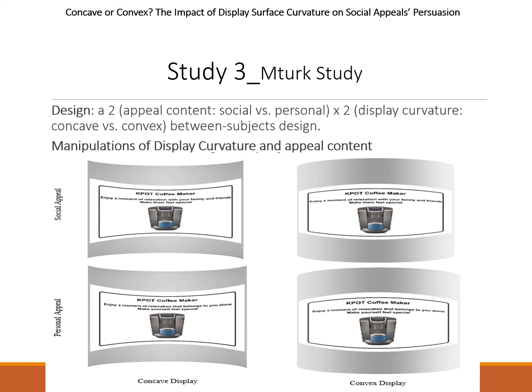However, when the ad contains personal appeal, consumers would evaluate the advertisement more positively when it is presented on a convex versus concave surface. This is how we manipulated concave convex display and then personal appeal and social appeal. To manipulate the appeal content, we altered the ad copy while keeping other elements in the ad unchanged. So in the social appeal condition, the ad copy stated, enjoy a moment of relaxation with your family and friends, make them feel special.